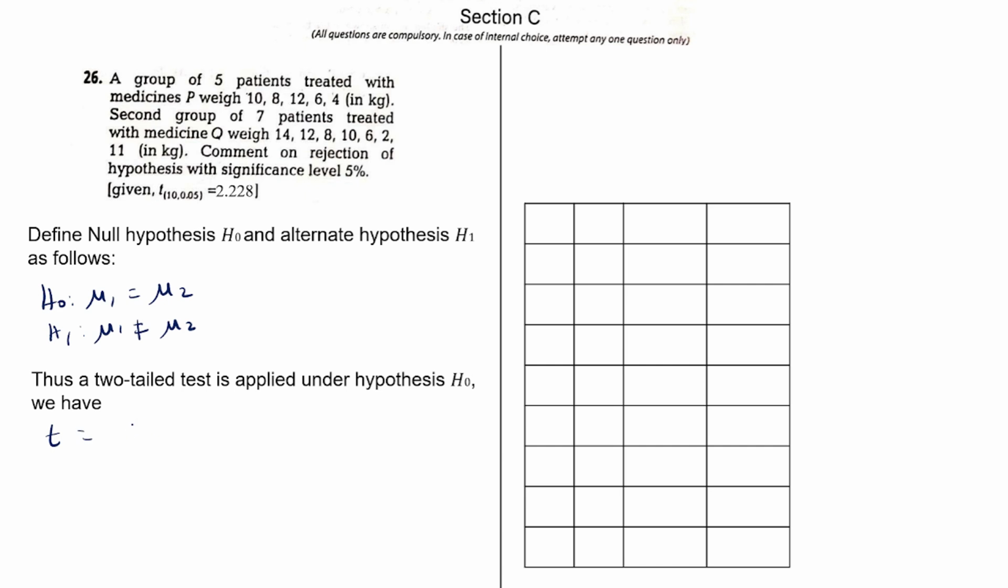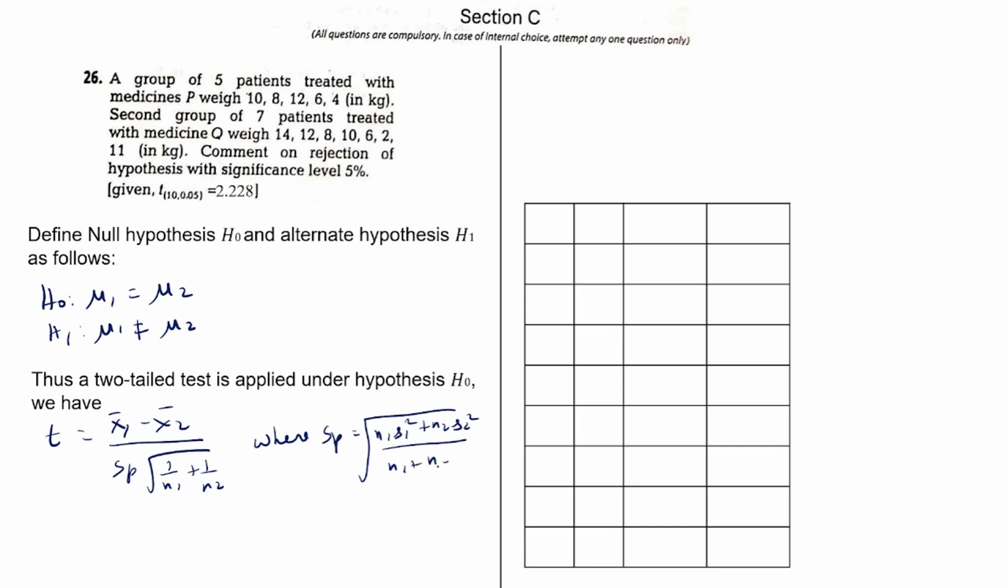T is equal to x bar minus y bar, or let us take x1 bar minus x2 bar, upon SP into root of 1 by n1 plus 1 by n2. Now we know that SP is given by root of n1 s1 square plus n2 s2 square upon n1 plus n2 minus 2. Here we can see that the sample data is given.